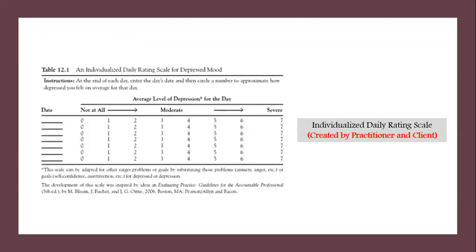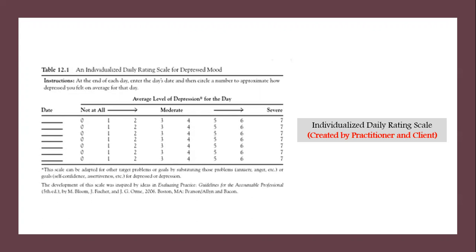And then finally, we have the individualized daily rating scale. Again, this is also something that is co-constructed by the practitioner and the client. Here, this particular form is for depressed mood, okay? But you can alter this to fit any outcome that you're trying to track. You're simply asking the client to put the date and to tell you on each day where they are in terms of their depressed mood or their level of depression for the day.